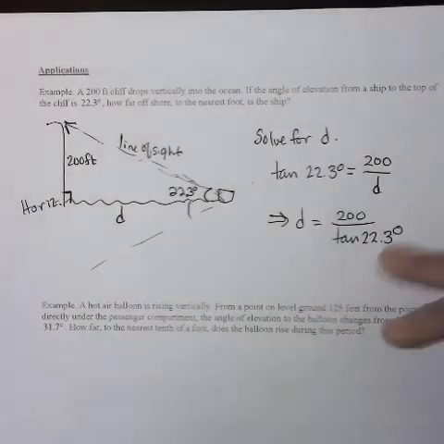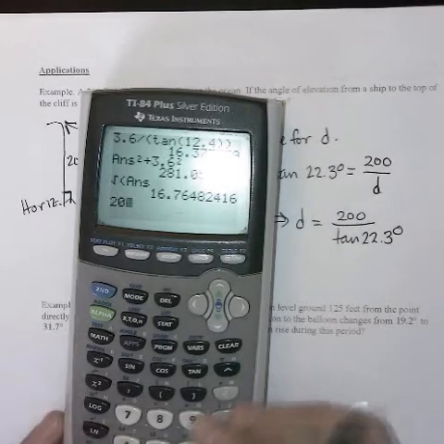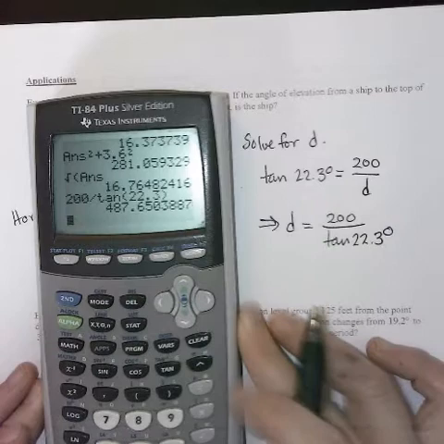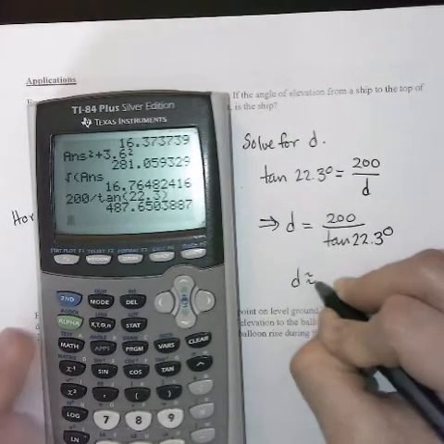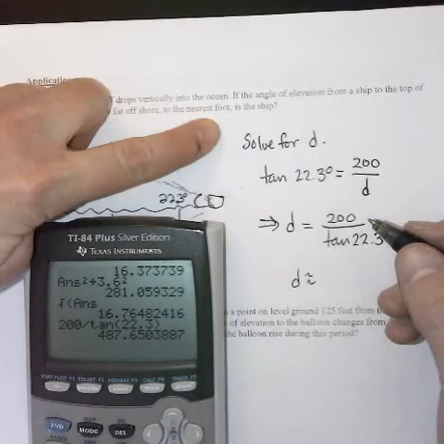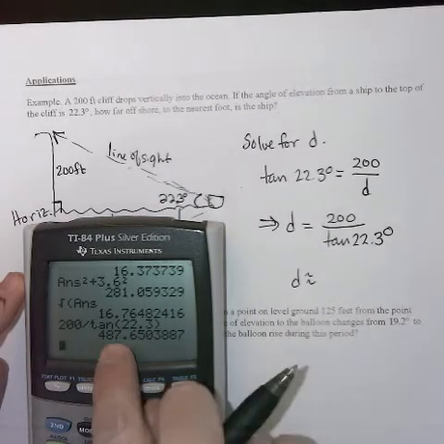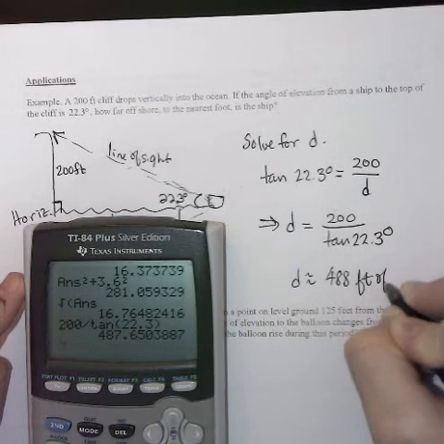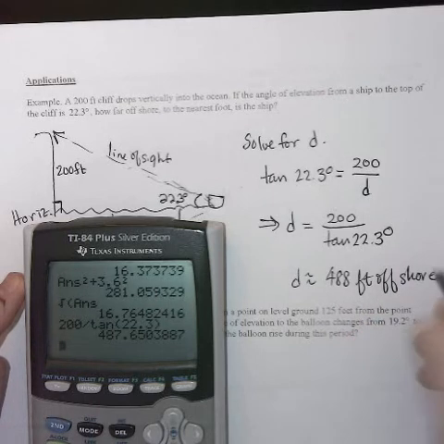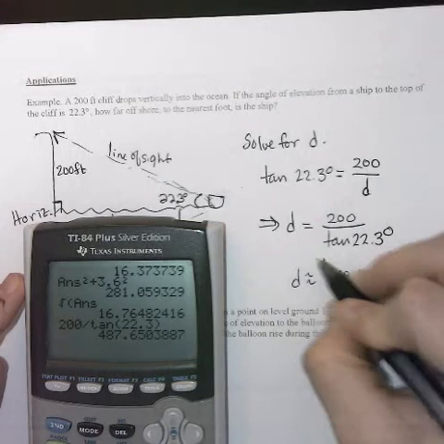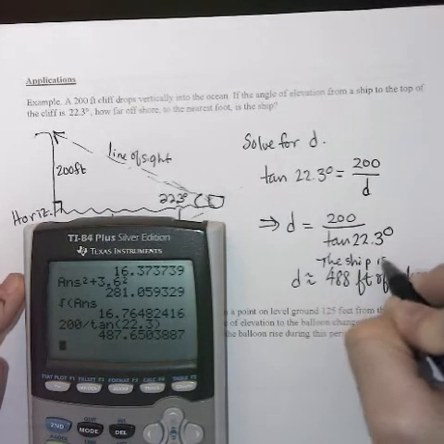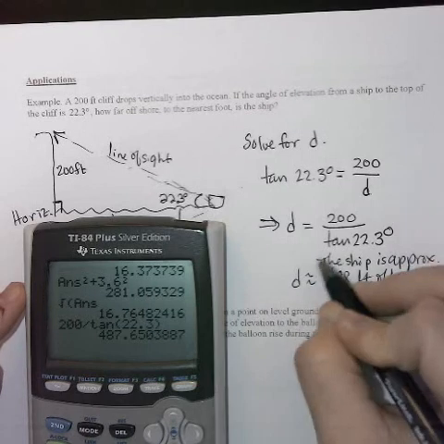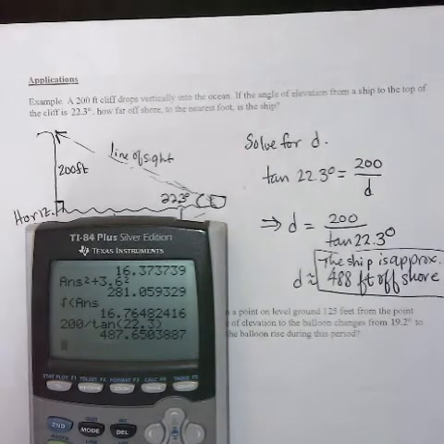All right, so let's see what we get. Of course, we need a calculator for that. So D is approximately, we're going to round to the nearest foot, so that'd be 488 feet offshore. I should say the ship is approximately 488 feet offshore.